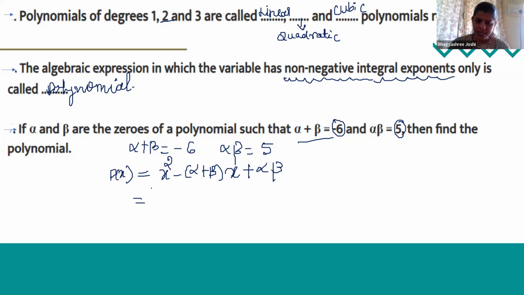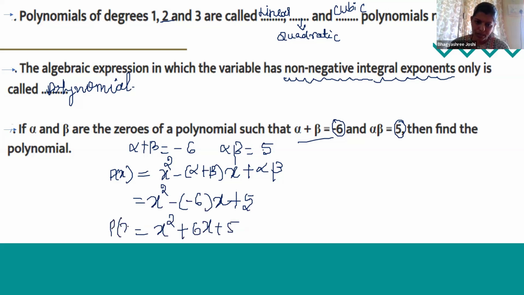So by using this relation, x square minus alpha plus beta value, which is minus 6, into x plus alpha into beta value, which is 5 here. X square minus into minus is plus 6x plus 5. So this is the quadratic polynomial. It is also a 1 mark question.